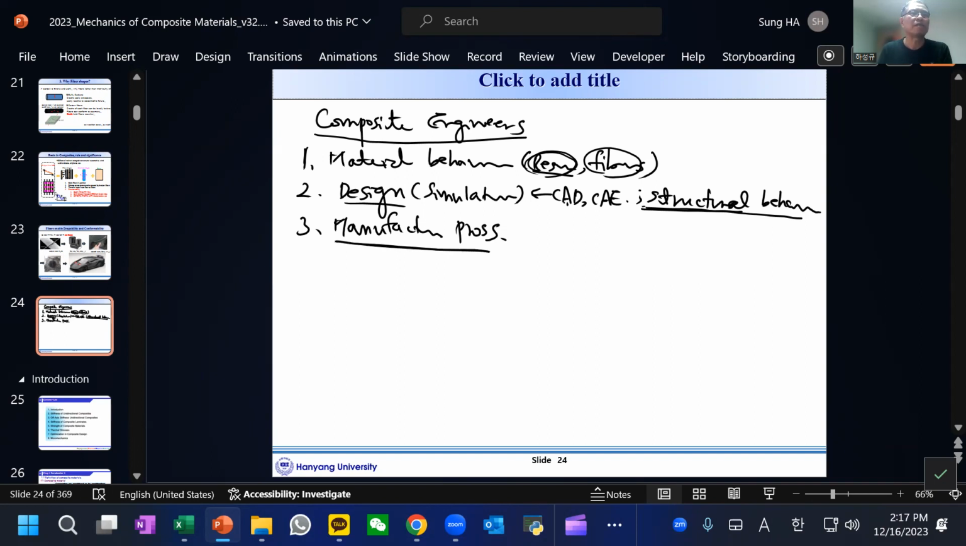Now, manufacturing process, again, we cover the infusions and filament winding and RTM, and so many different manufacturing processes of a composite, or draping. So manufacturing process, without understanding the manufacturing process, design has no meaning. And without understanding material behavior, it has no meaning. So we as composite engineers, please keep that in mind. We have to combine them all, okay?